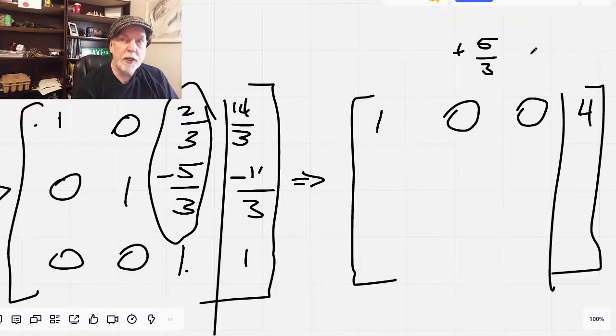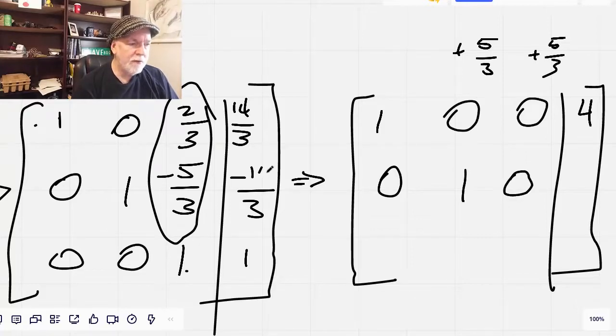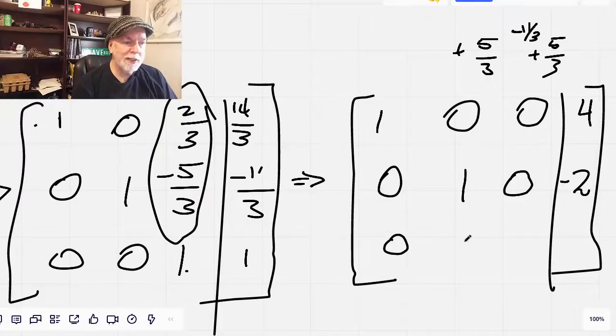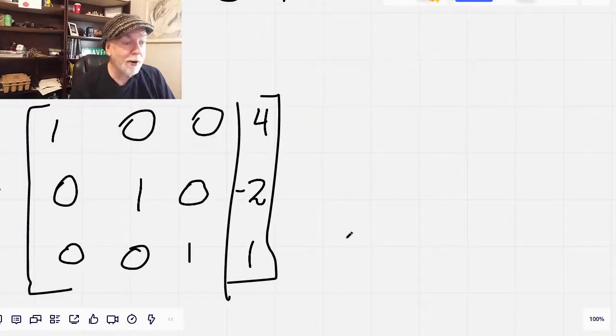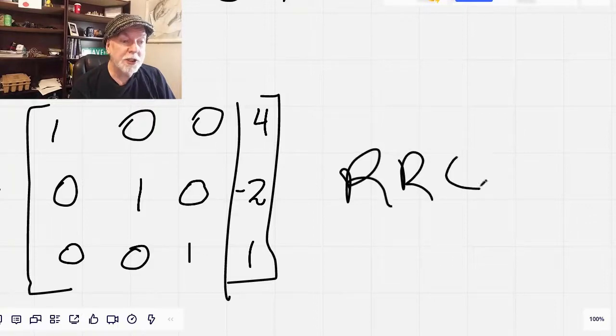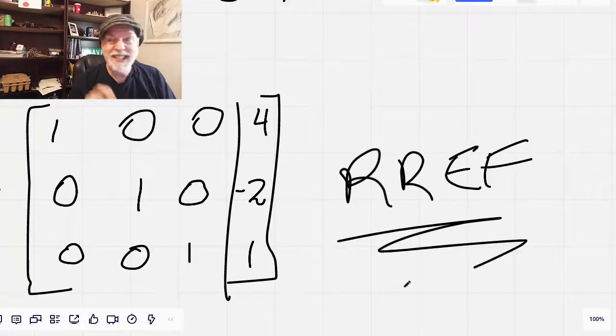Now for the second row, we will add 5/3 of the third row. So 0 plus 5/3 of 0 is 0. 1. And then this takes care of it here. And then we've got minus 11/3 plus 5/3. -6/3, which is -2. And then here we keep our 0, 0, 1, and 1. This, my friends, is our reduced row echelon form that we have been wanting so much.